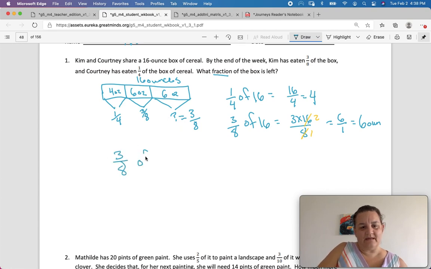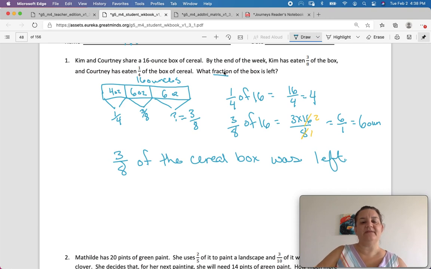3/8 of the cereal box was left. Okay, you have to read these really carefully because you might think, oh, they're asking how many ounces are left, which was 6. You might be thinking, well, how many more did Kim eat than Courtney? And all kinds of things, but you have to read very carefully. What fraction of the box is left? What's the leftover? So that was the leftover, and it was 3/8.